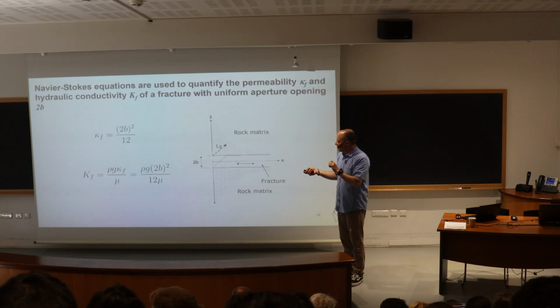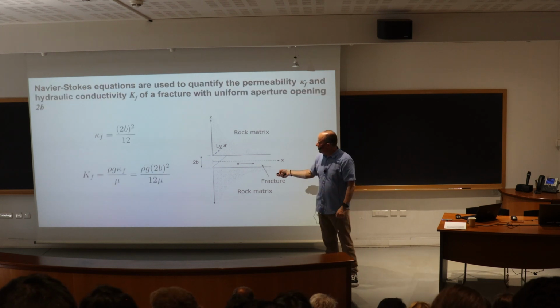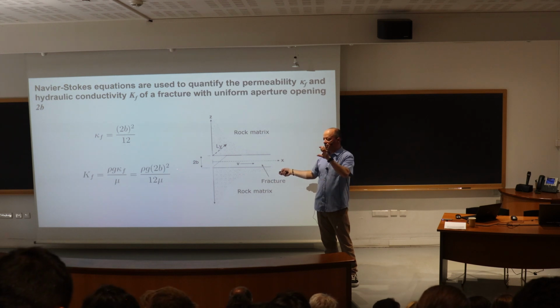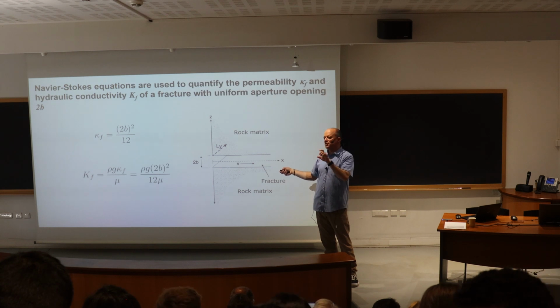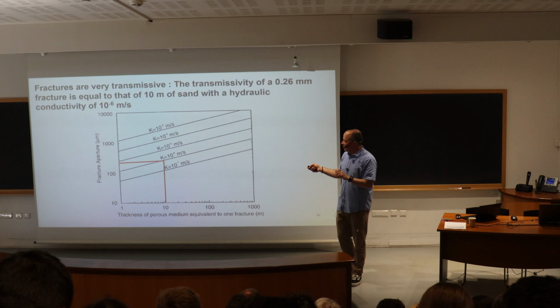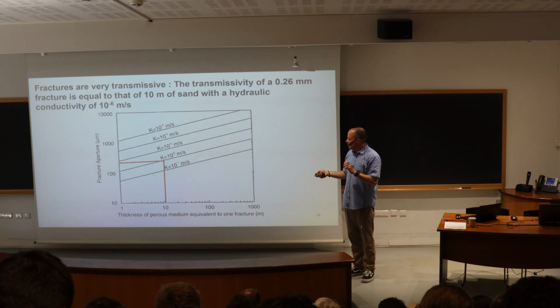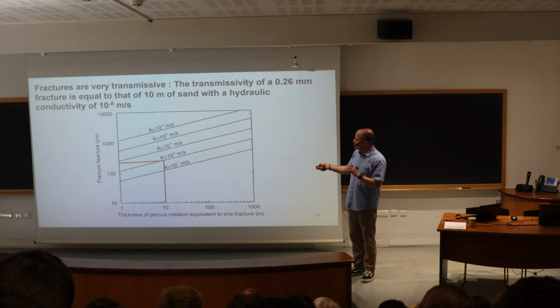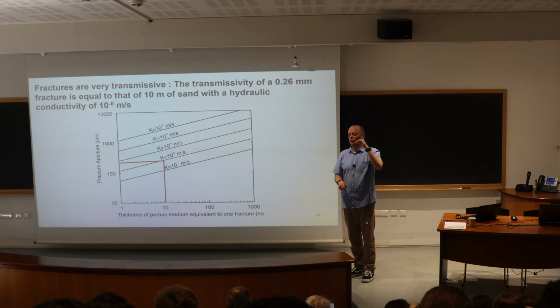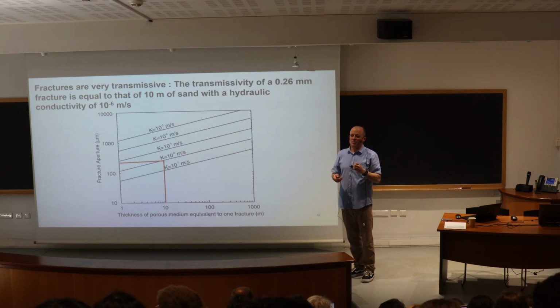Let me go back. So it would be hydraulic conductivity multiplied by 2b, which is the thickness here. That would be the transmissivity, so it depends on the aperture cubed. And if you take a porous medium, the transmissivity is the hydraulic conductivity, shown by one of these lines. These are 5 different hydraulic conductivities for a given porous medium, and you multiply by the thickness of the porous medium, and that gives the transmissivity.